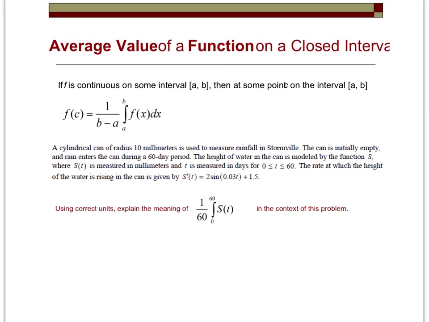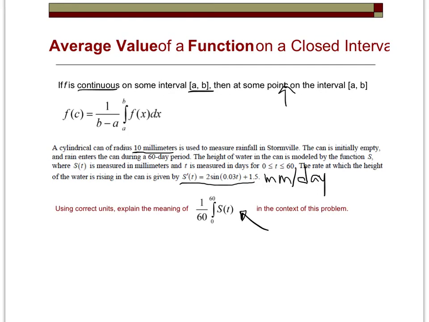Now let's apply this. If a function is continuous on some interval a to b, then there has to exist a point c on the interval. The average value has to exist. Now again, going back to one of your questions you did on the test, the radius is 10, and we are given the rate of change in millimeters per day. So you had to explain this expression in context of the problem.